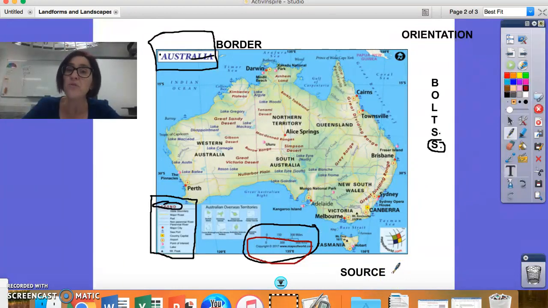Okay, that's a really basic rundown on BOLTTS for when you're looking at mapping. Make sure you always have your border around it. The orientation usually shows you where north is. A legend to show you what all those little pictures mean. T, you need a title so you know what you're looking at. S, a scale, so you can look at the distance between things. And a source, where you got that map from.